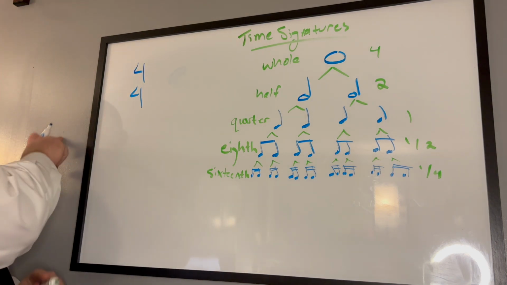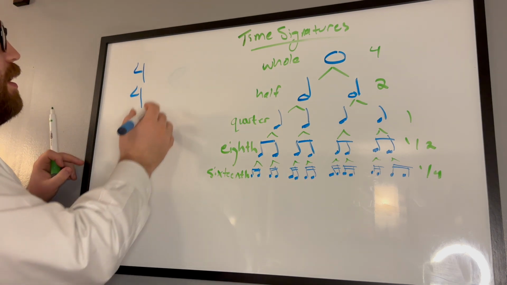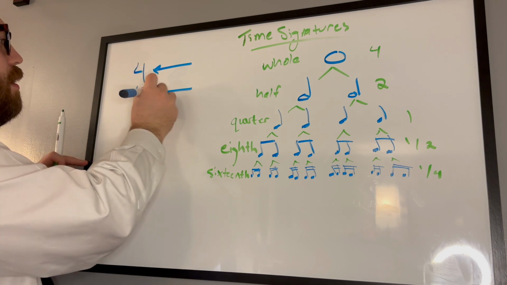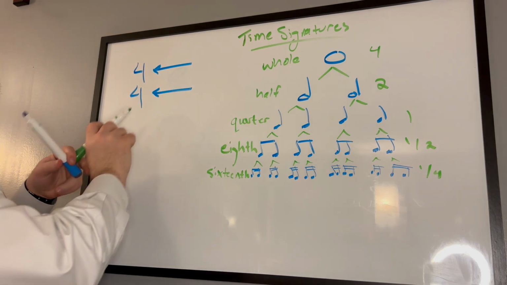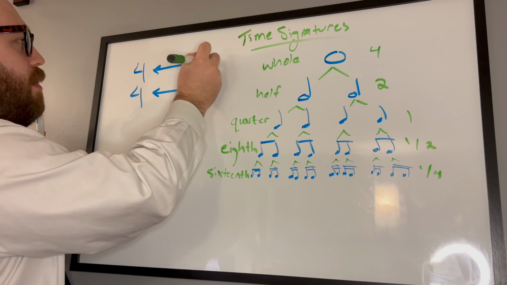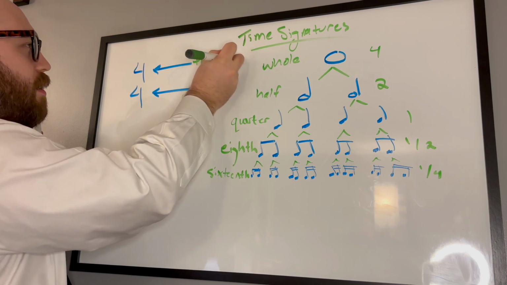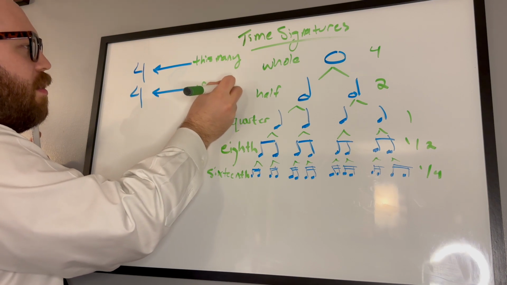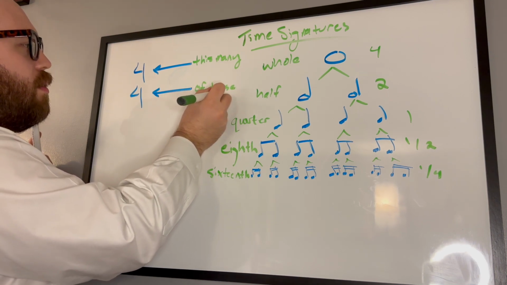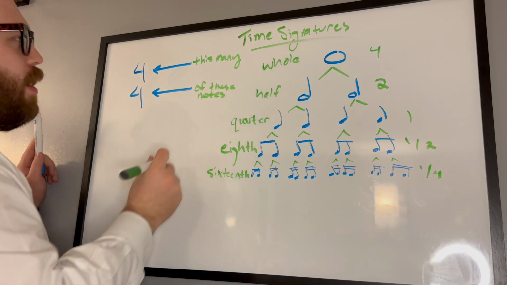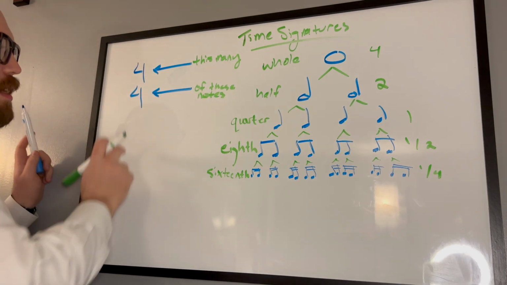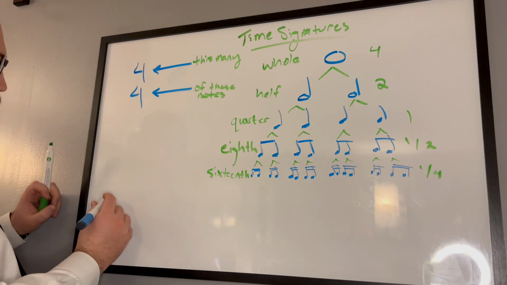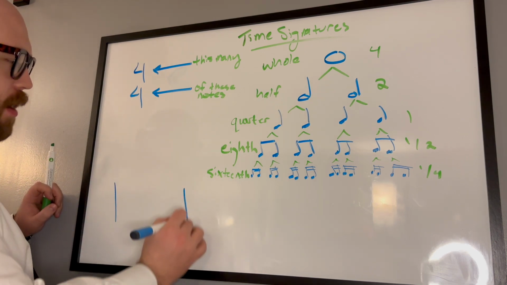Okay, now, the way to read this is you have this many of these notes in one measure. So I'm going to put a little, these are bar lines down here.